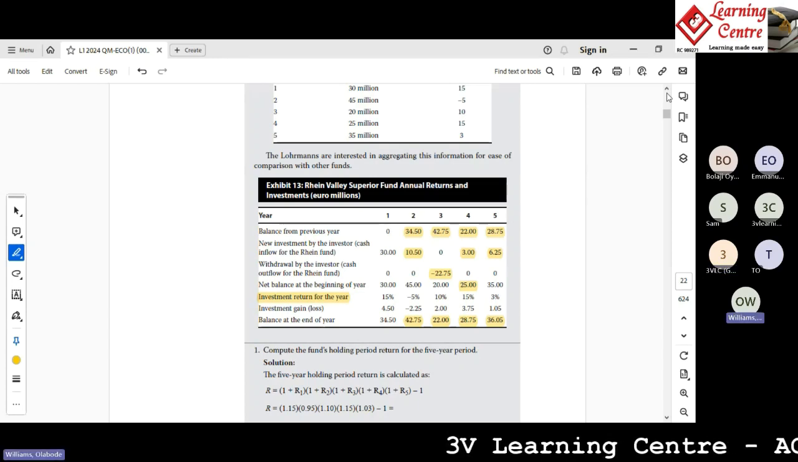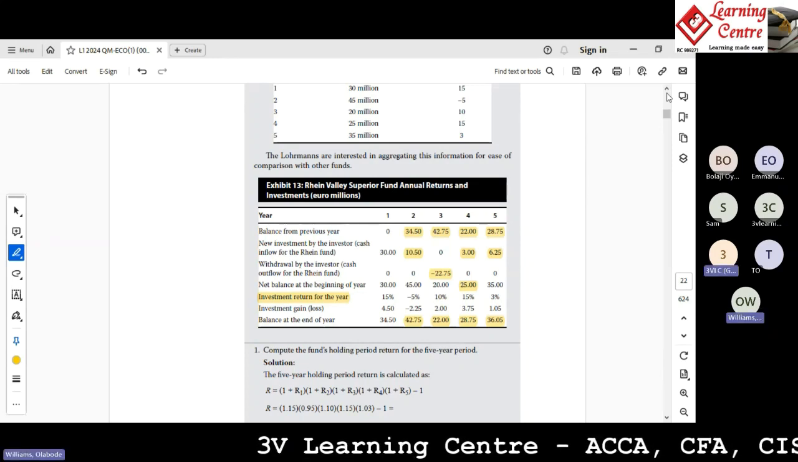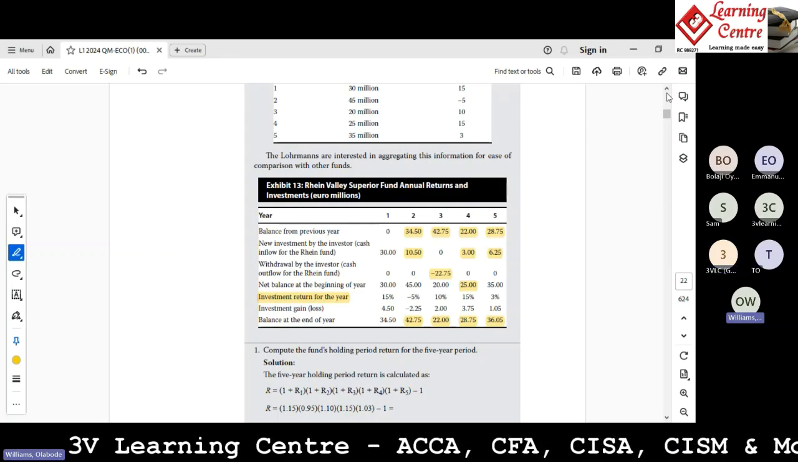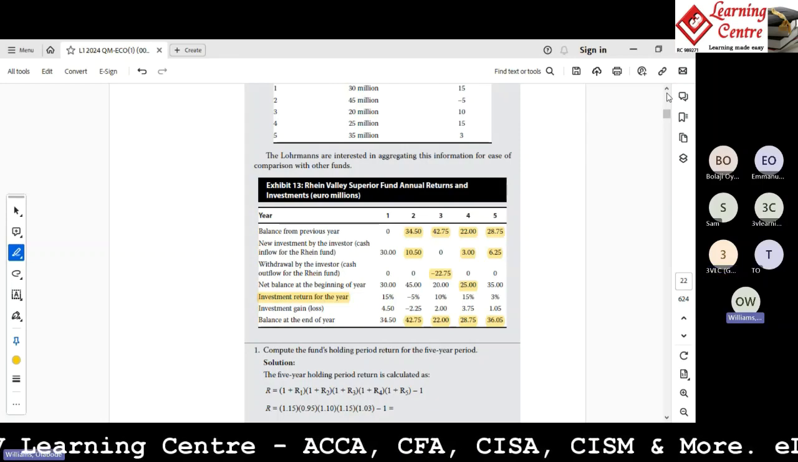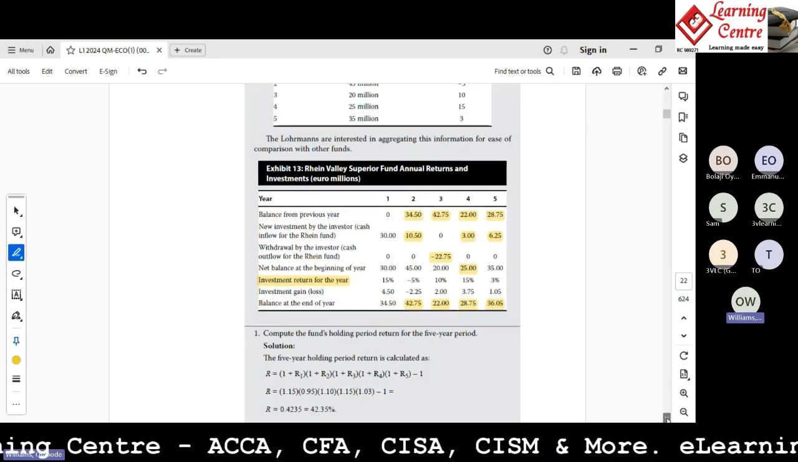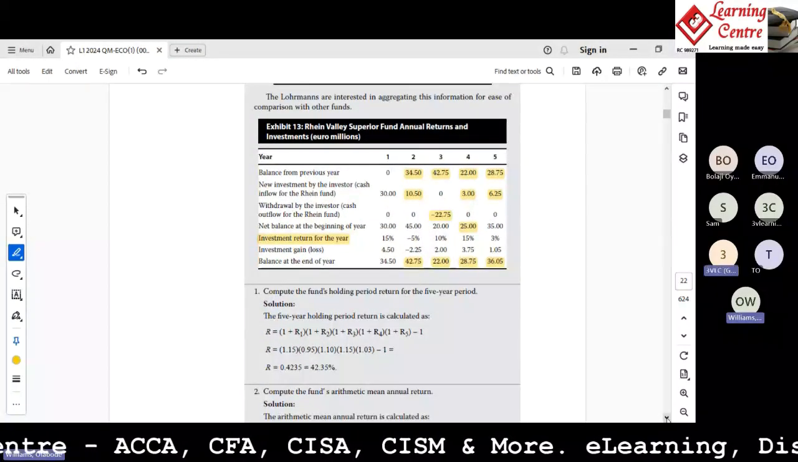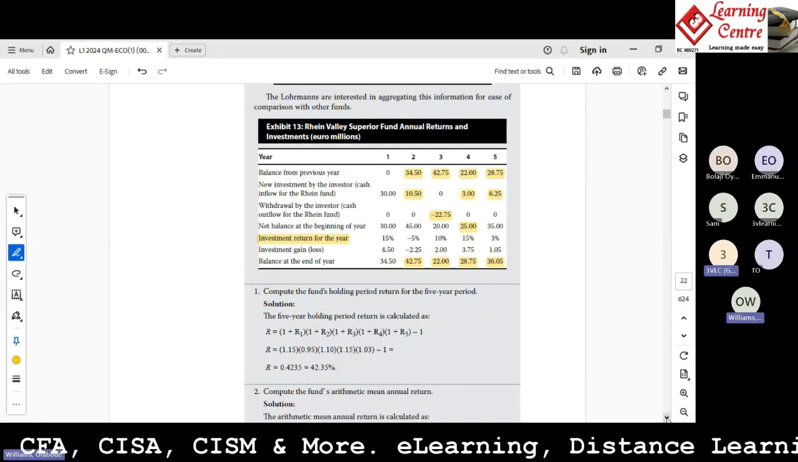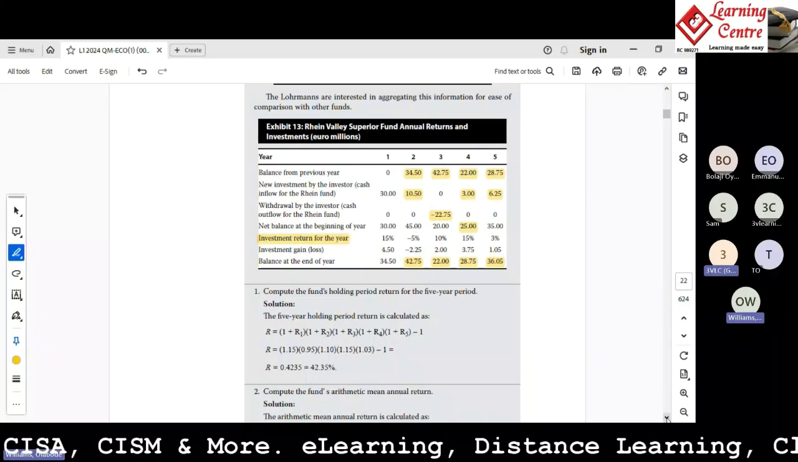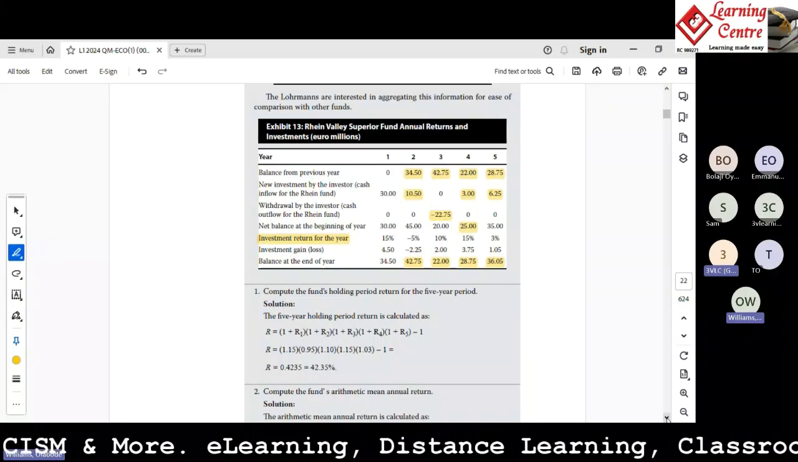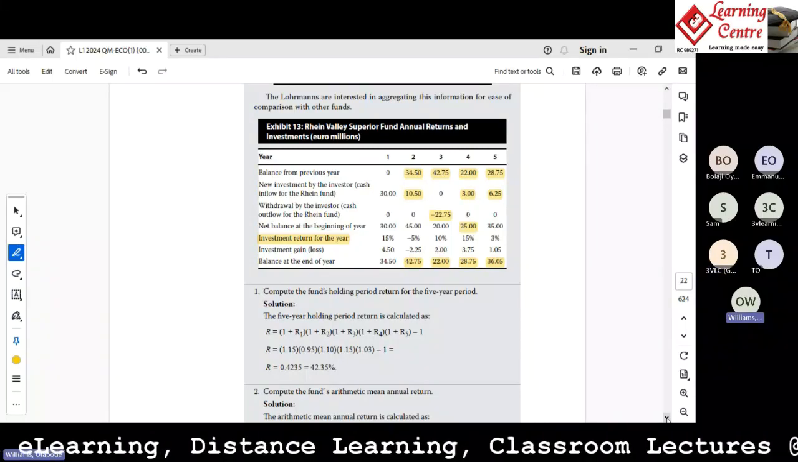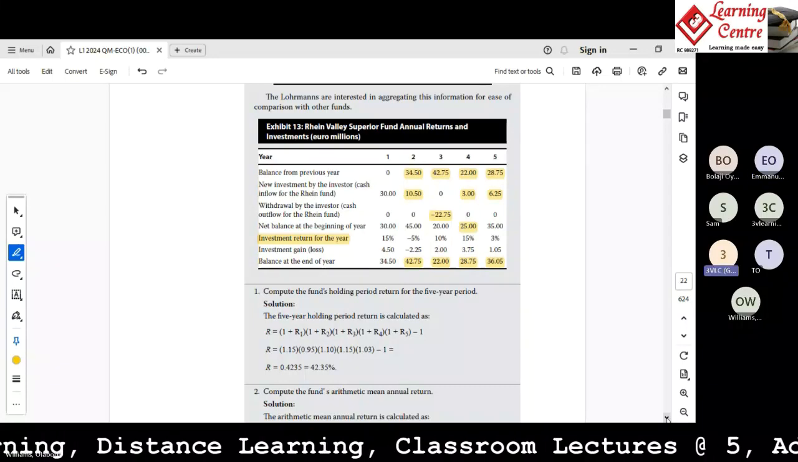1 plus 10 will be 1.1. For year 4 it is 15, so that will be 1.15. And for year 5 it is 0.03, which is 1.03. Everything minus 1. So when you multiply all of this together and you deduct 1 from it, that becomes your holding period return, and that is 42.35%. So the holding period return for the Rain Value Superior Fund is 42.35%.